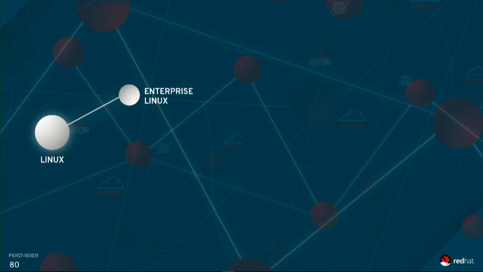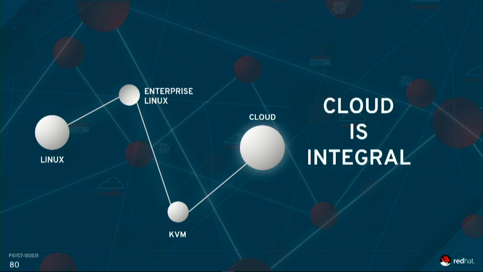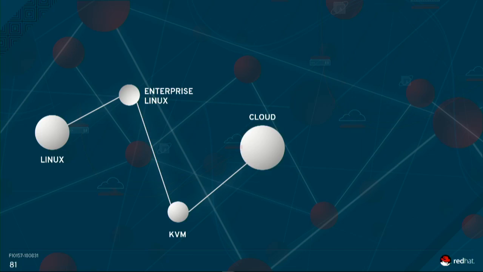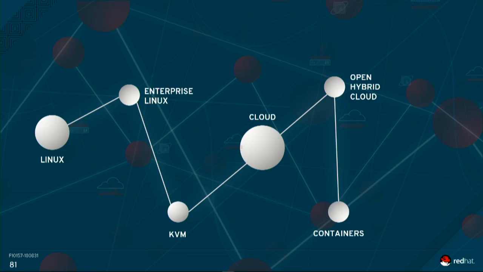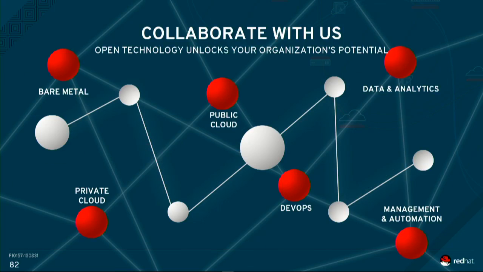From upstream Linux to Red Hat Enterprise Linux, through KVM for virtualization, over to cloud computing. Cloud is integral to that future. And as you look at the open hybrid cloud and managing that through containerization and Kubernetes, everything is connected. Everything's integrated. Collaborate with us.